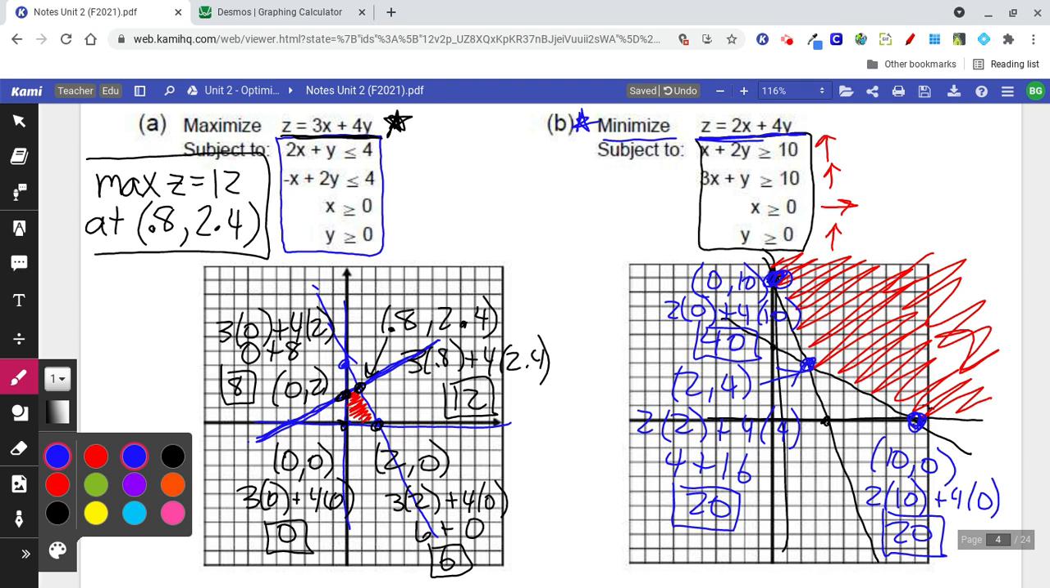All right. There is no maximum on this problem. I know 40 would be the maximum of those three numbers, but because it's unbounded, you could keep making numbers bigger and bigger. So there is no maximum, but I don't have to maximize. I have to minimize. Your minimum z is 20. And there are two different points that produce that 20. You've got the point (2, 4), and the point (10, 0).